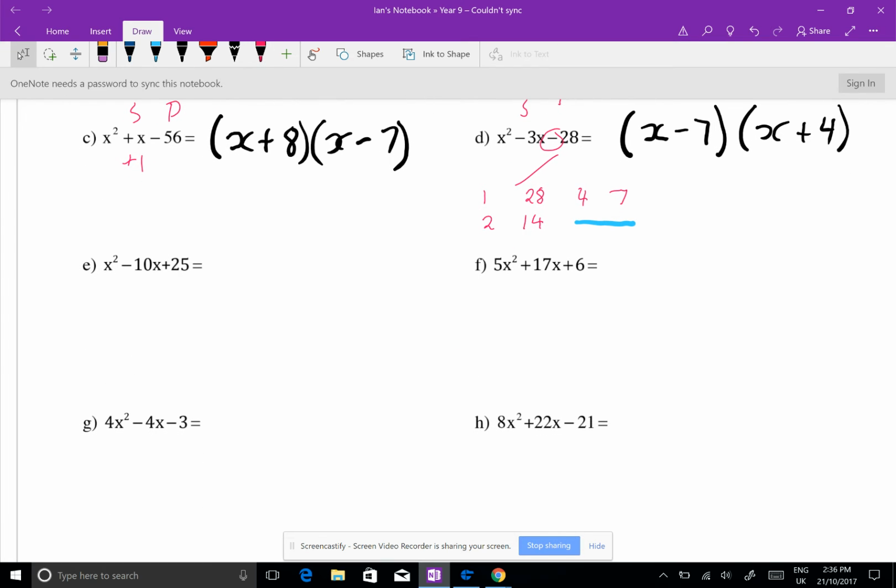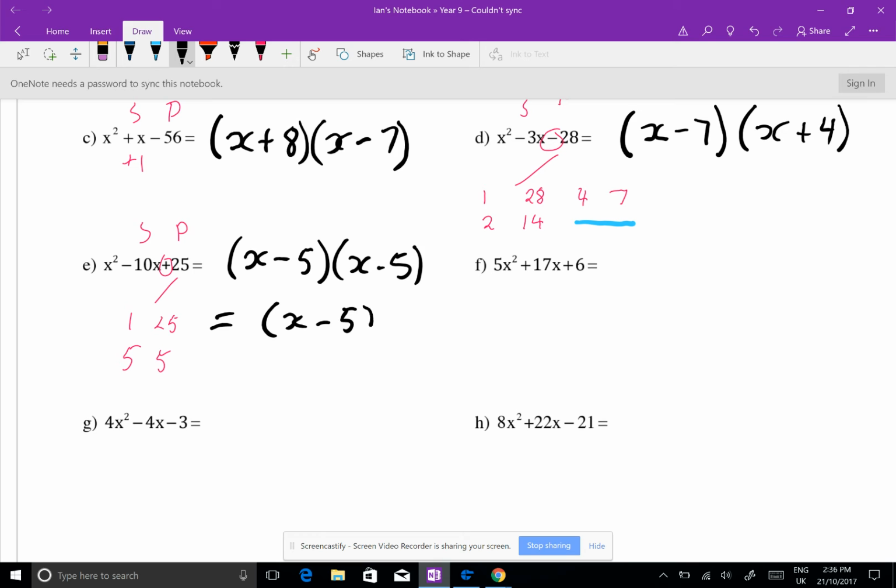So this one here has a product of 25, and it's plus, so the two signs have to be the same, and a sum of negative 10. So the two signs have to be negative. Well, I could do the products of 25, 1 and 25, and the only other one I know is 5 and 5. Well, x minus 5, x minus 5, which is x minus 5 squared.